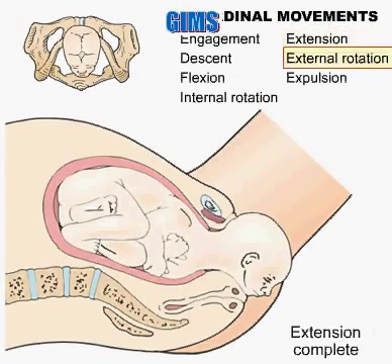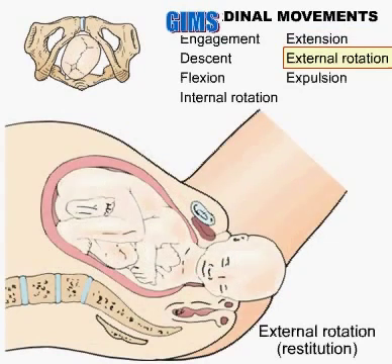The next stage is external rotation. After the head is delivered in the extended position, it rotates briefly towards the position it occupied earlier in the pelvic inlet, realigning the head with the long axis of the body. This movement is termed restitution.